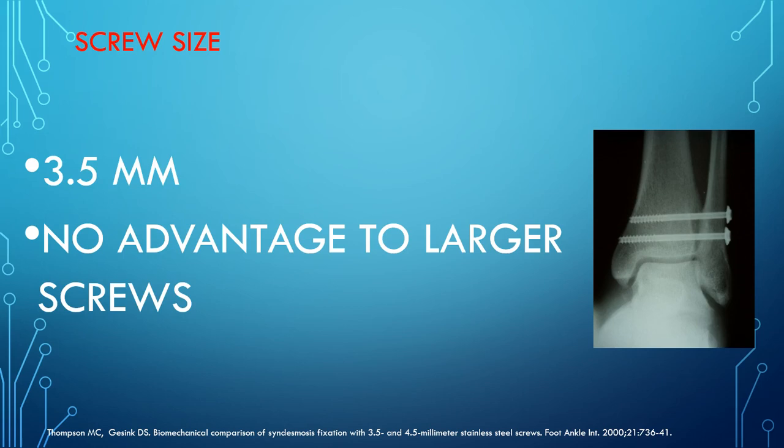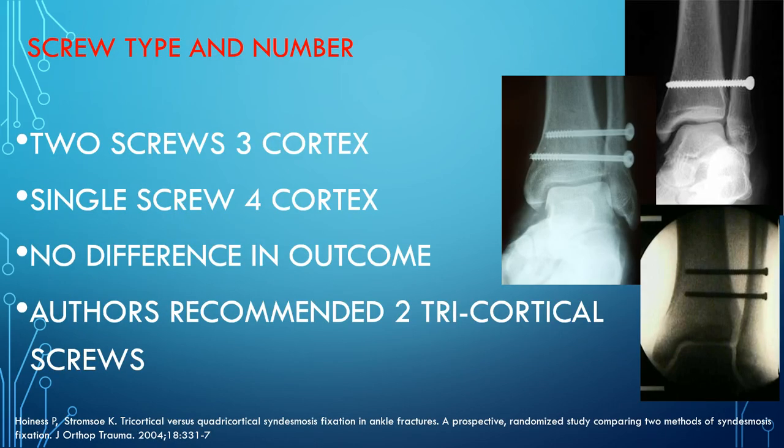Some have argued that really once one gets over 3.5 millimeter screws, there is no real advantage to proceeding with larger screws. But again, this has been subjected to continuing argument. So we see those that advocate 2 screws through 3 cortices, those who advocate a single screw through 4 cortices. Realistically, one's going to pick the papers that they feel are most compatible with their individual philosophies and follow that.